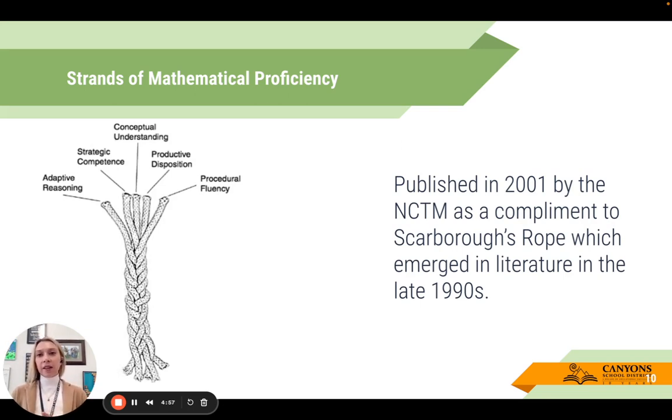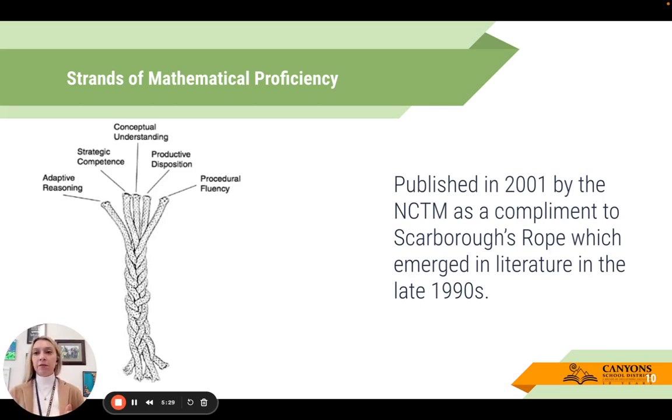So the strands of mathematical proficiency, like I said, were published in 2001 by the National Council of Teachers of Mathematics, and it was meant to be a complement to Scarborough's Rope. Scarborough's Rope in reading came out in the late 1990s, and then this came out just a couple of years after to support math. To be honest, I don't know why it hasn't gained the momentum that Scarborough's Rope has, but maybe we can start that momentum here in Canyons School District. So, pretty exciting stuff.